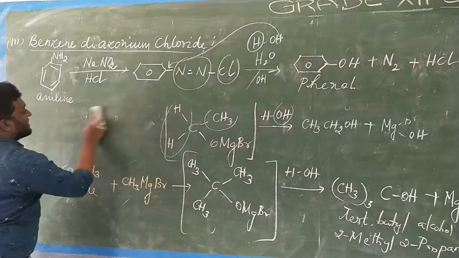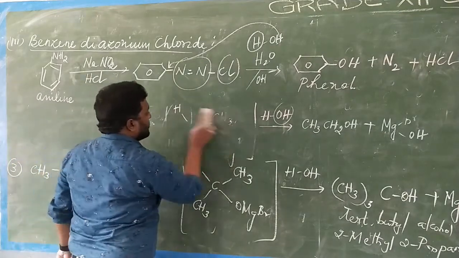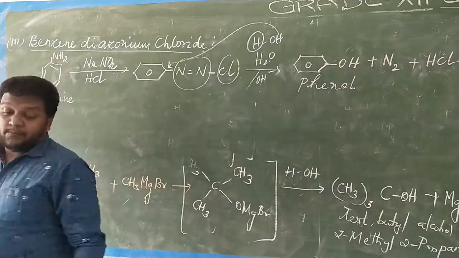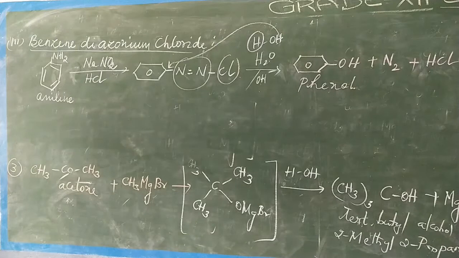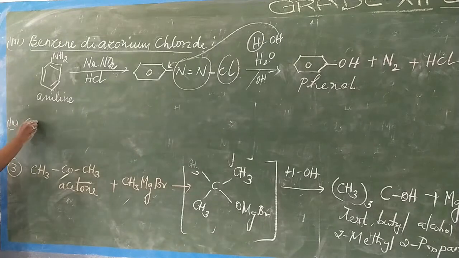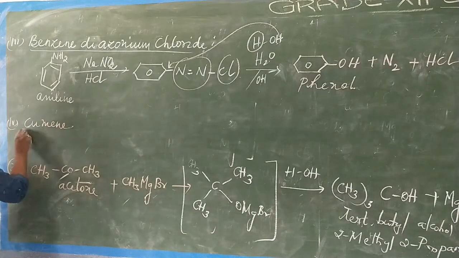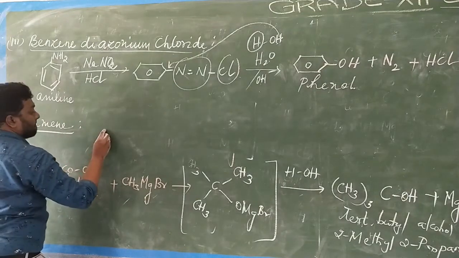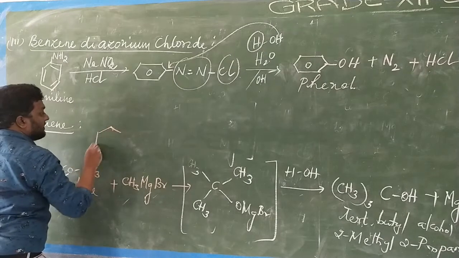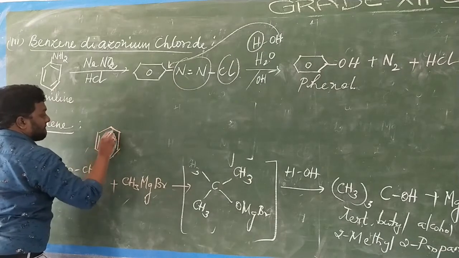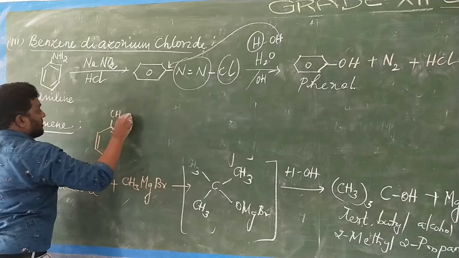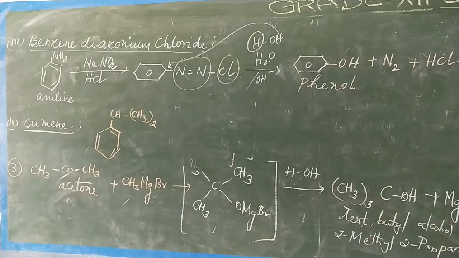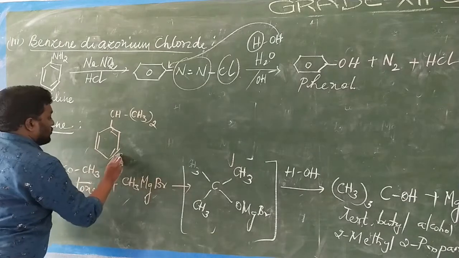And the last method of preparation is from cumene. That is also an important reaction, the cumene reaction. So the fourth one is from cumene. What is the formula of cumene? The formula of cumene is benzene with CH bonded to CH3 twice. This is called cumene.